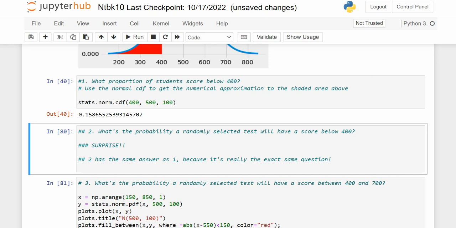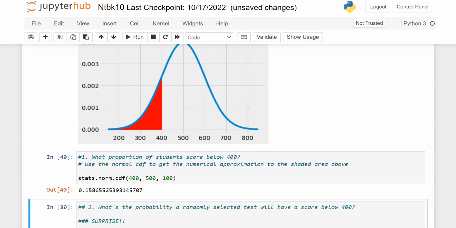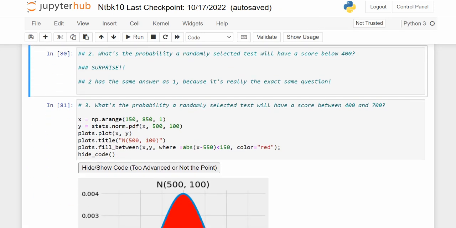And so now we're just calculating this area, this red area. So about 15.9%, or about 16%, of students score 400 or less, okay?